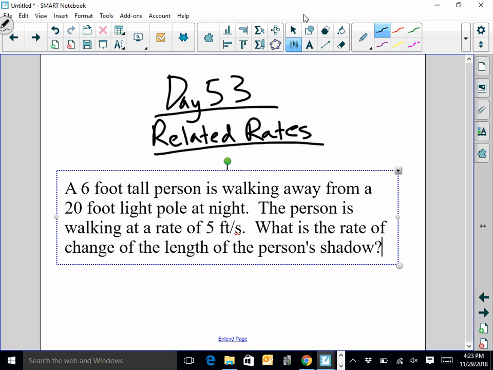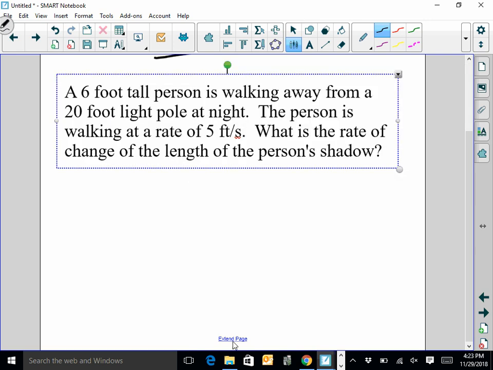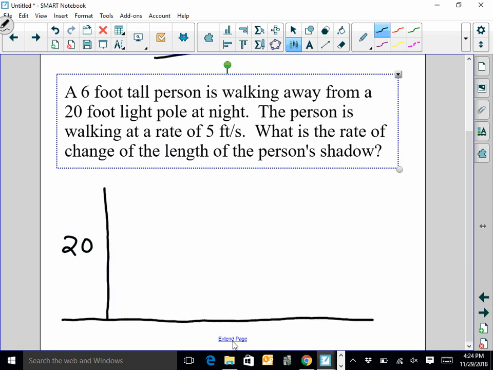It's going to help us to draw a picture here. We know that the light pole is here, and we know that's 20 feet tall. Obviously, the light pole is not changing in its height or anything, so we can just write in the number. We don't need a variable for it. Here's the ground. And here we have a 6-foot tall person, who is walking away from the light pole.